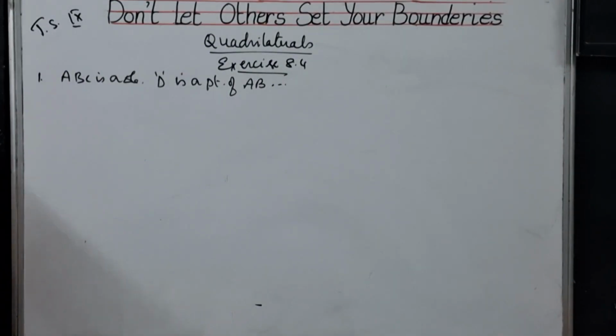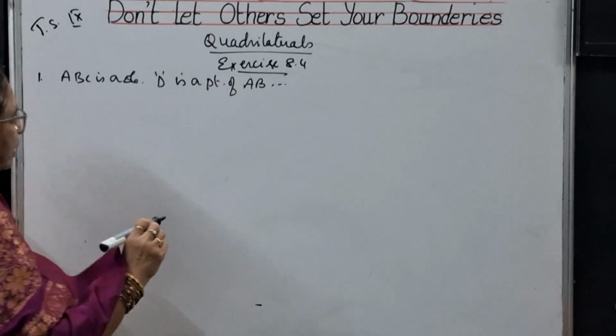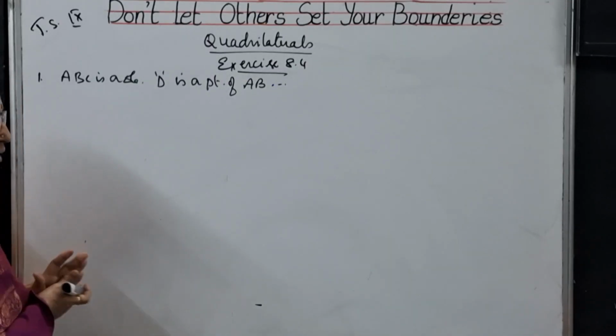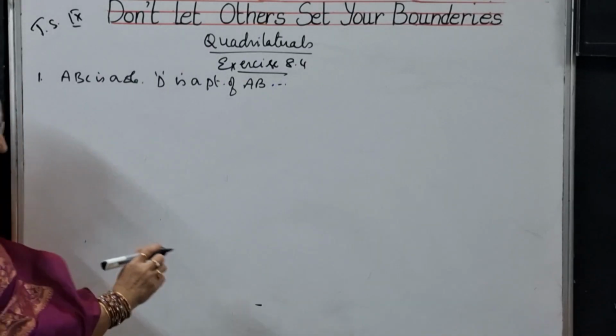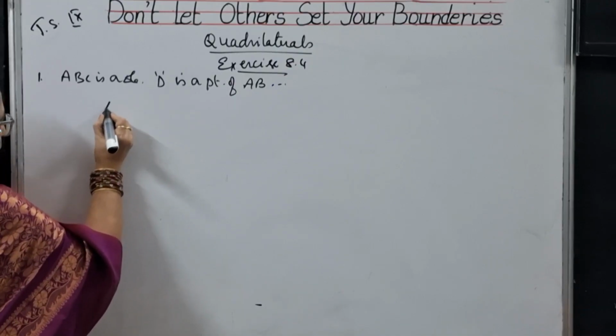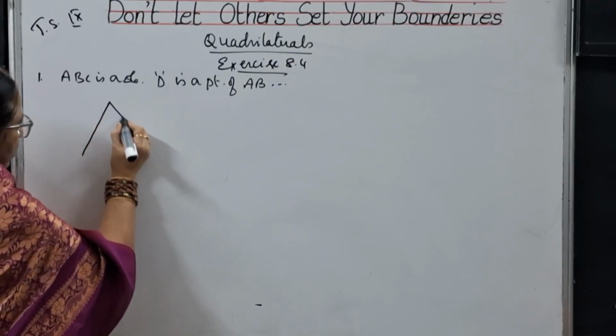Now I am dealing with ninth class maths, quadrilaterals, and in quadrilaterals exercise 8.4 I am doing. The first problem goes like this. ABC is a triangle in which D is a point on AB such that AD is equal to 1/4 of AB. So let me draw a triangle first.